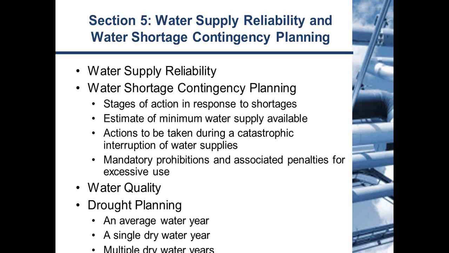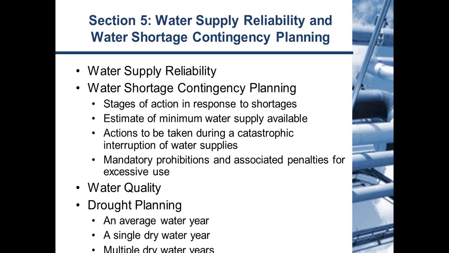And for drought, we want to do drought planning in an average water year, a single dry water year, and/or multiple dry water years. As part of this drought portion, we also want to include actions that the supplier will perform if the water supplies are reduced by 50% for a single year.